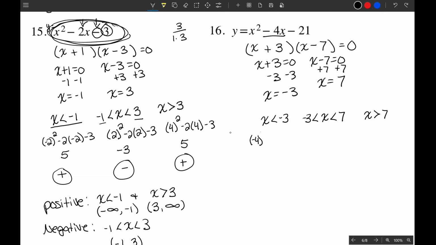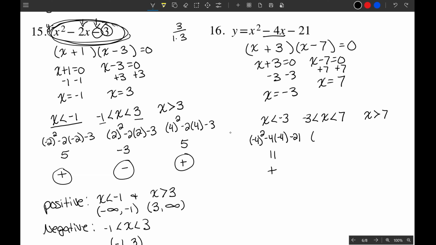So we have negative 4 squared minus 4 times negative 4 minus 21 is going to give me 11. That's a positive number. So my y value is positive for all the x's that are less than negative 3. So I will be above the x-axis for x's that are less than negative 3. Then let's pick a number that's between negative 3 and 7. It can be any number between the 2 numbers. All right, just don't include negative 3 and 7 because those are your zeros.